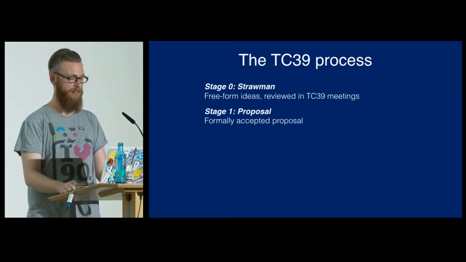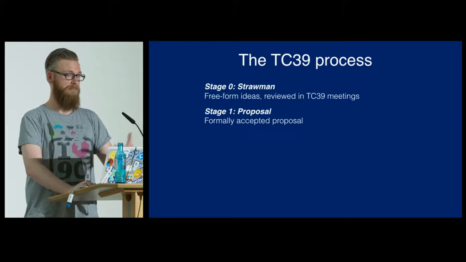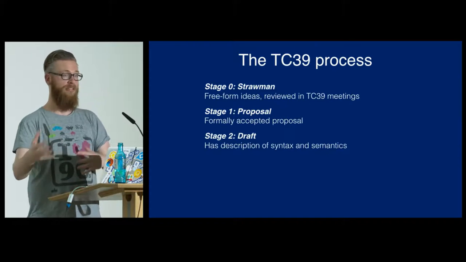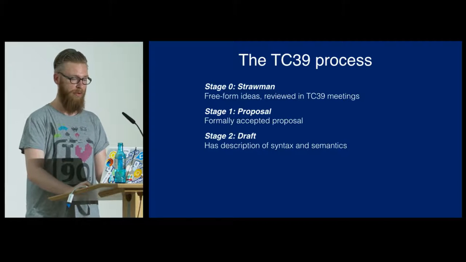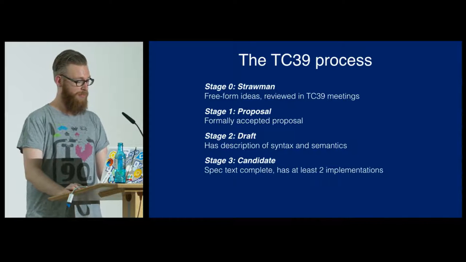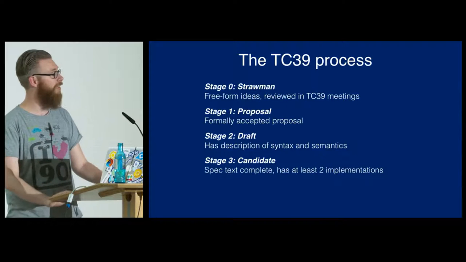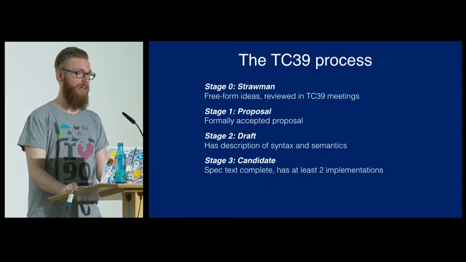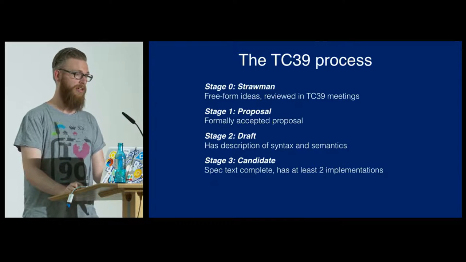And then you have stage one after they formally accepted the proposal, which means that there's some sort of syntax and examples. They then create a draft which has better syntax, semantics, and work, maybe even a polyfill as well. You have stage three, which is the candidate. The specification text is complete, and it has two implementations by user agents, which could mean that Chrome has one behind a flag, or Node.js has implemented this.